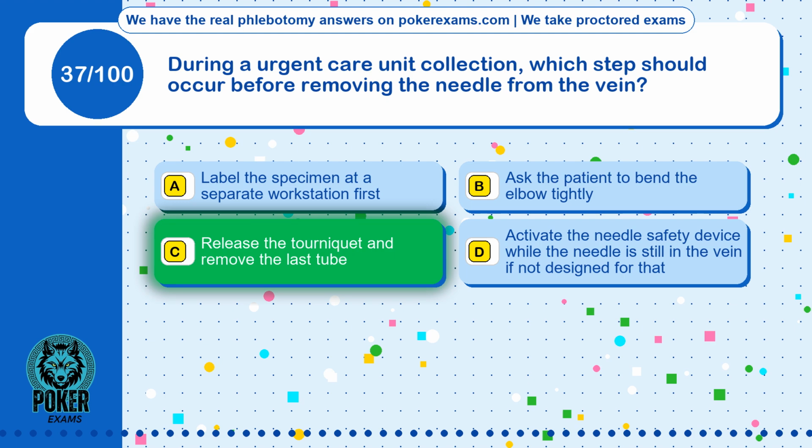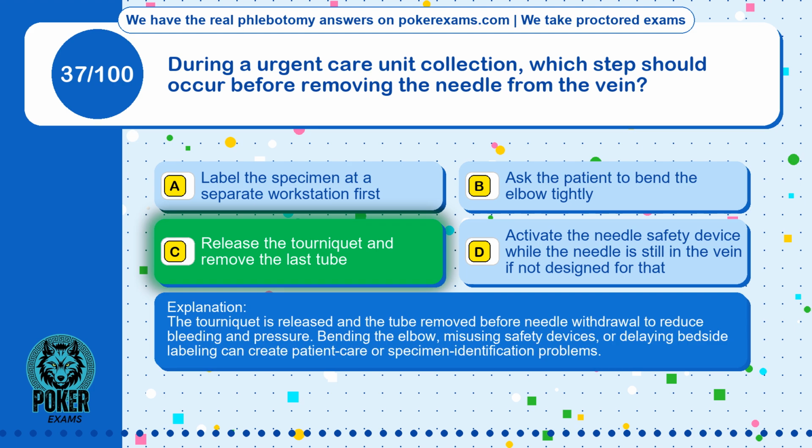The correct answer is option C. Release the tourniquet and remove the last tube. The tourniquet is released and the tube removed before needle withdrawal to reduce bleeding and pressure. Bending the elbow, misusing safety devices, or delaying bedside labeling can create patient care or specimen identification problems.